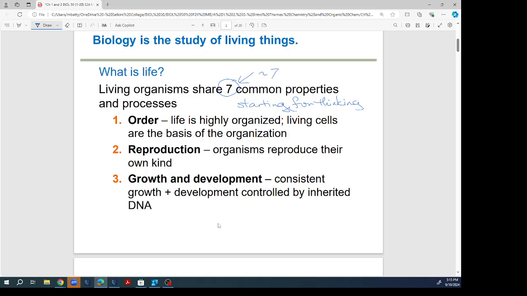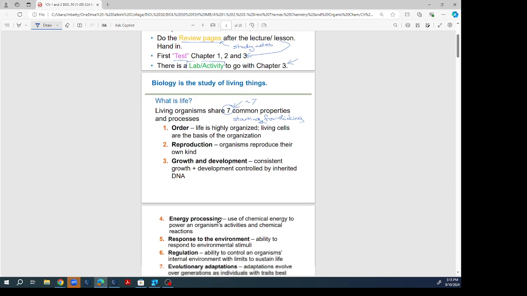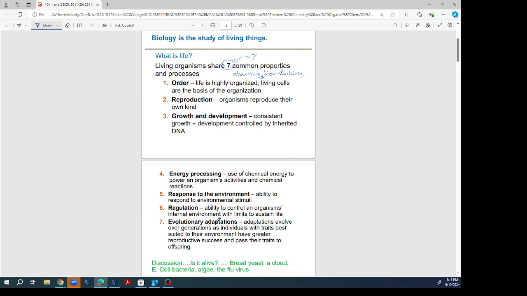I can make my screen just a little bit smaller so you can see all of them at the same time. It is handy to have these printed so you can make notes as you go. There are 7 of them in our notes. The first thing is order. The way we recognize life is that it's highly organized, and cells are the basis of that organization. So the first thing: it's organized, and there are cells.